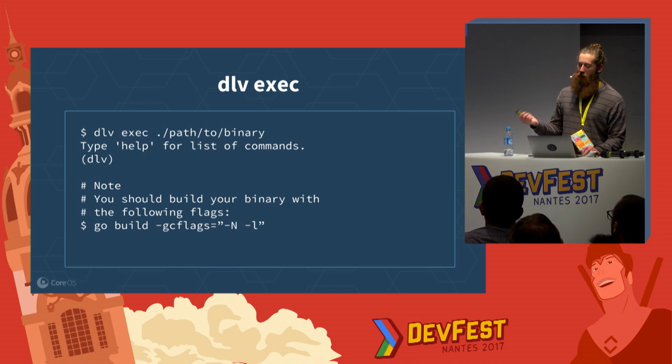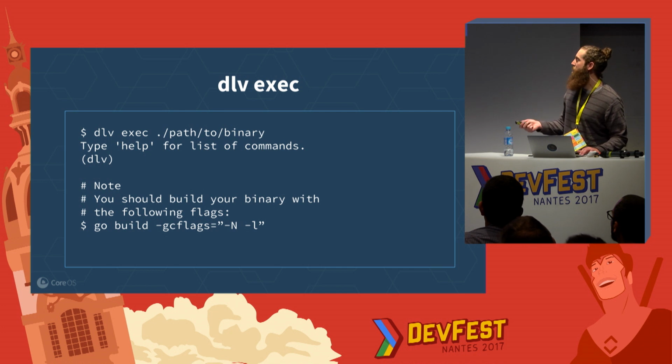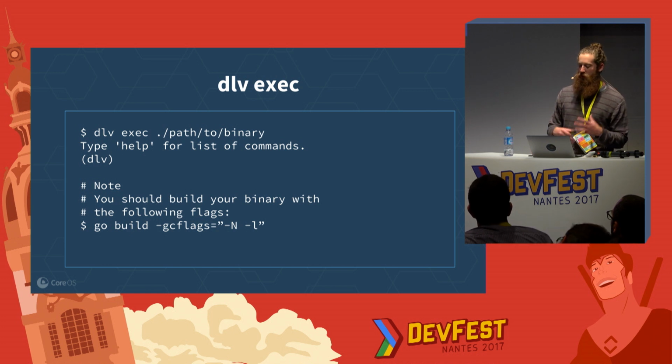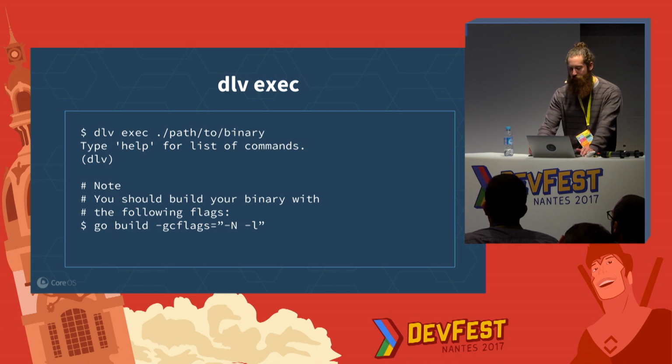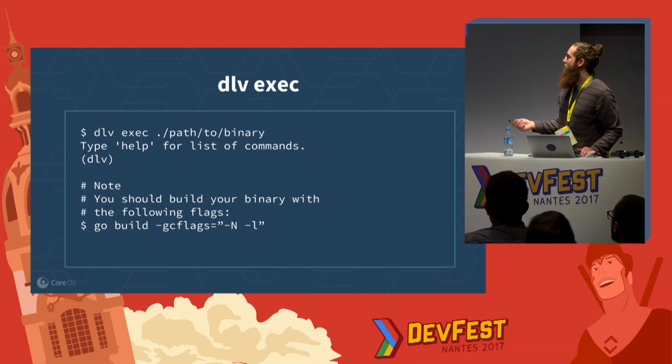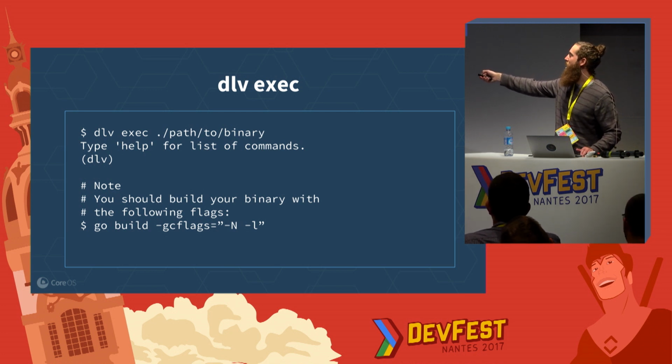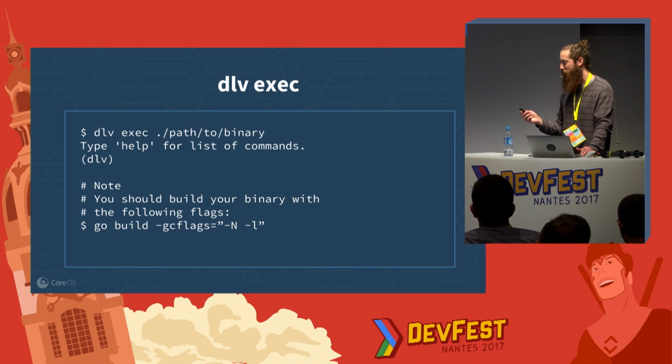dlv exec will run a pre-built binary. So if you have something that's built by a more complicated toolchain, such as Kubernetes, which is a pretty wonky one to build a lot of the time, you can just build the binary and exec it through Delve as opposed to having to use Delve to build the binary itself. With this, it's good to mention that you should probably at some point try to provide this flag to the compiler just to give you a better debug experience.